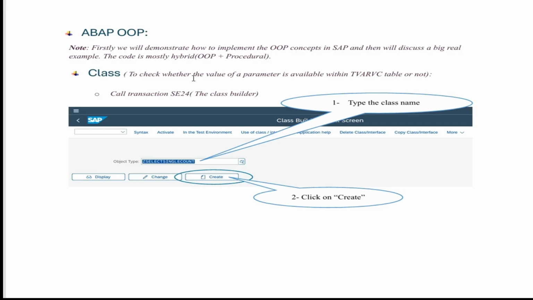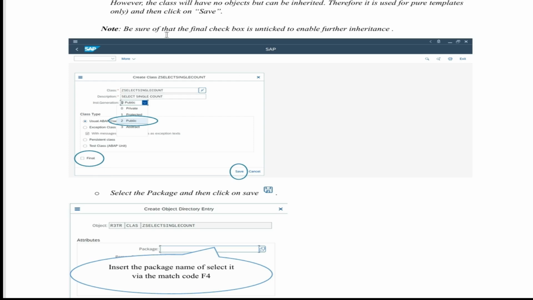Class. Now we are going to build a class to check if the parameter in the TVARVC table, the parameters table, is available or not. We are going to start with the transaction SE24, the class builder. So we type here the class name and then we click on create. Then here we type the description.